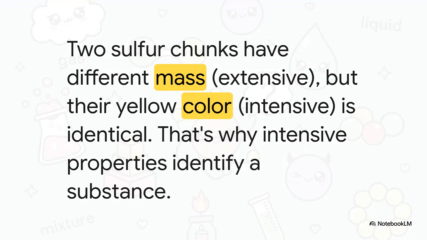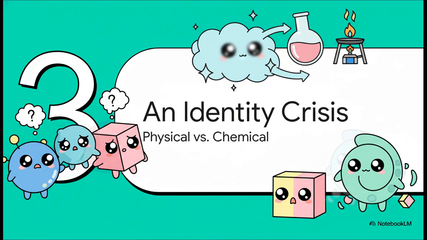And this idea is so important. Just picture it. You've got two chunks of sulfur. One's big, one's small. Their mass, that's an extensive property, is obviously different. But their bright yellow color, an intensive property, is exactly the same for both. That's why these intensive properties are the real key to figuring out what a substance is. Okay, so we know that substances have all these properties, but what happens when those properties actually change? Well, this is where we get to the identity crisis. Is the substance just putting on a disguise, or is it becoming something else entirely?